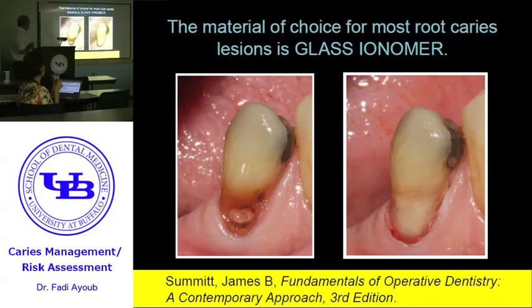So if you look here, it says the material of choice for most root caries lesions is a glass ionomer. Okay?